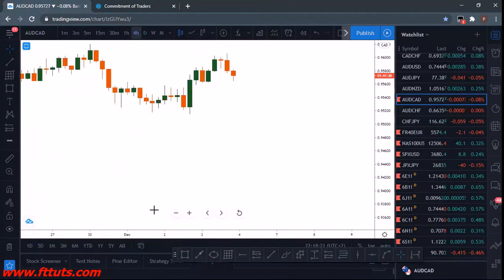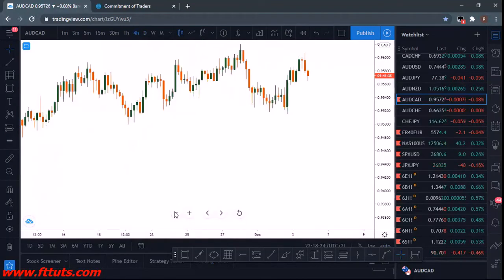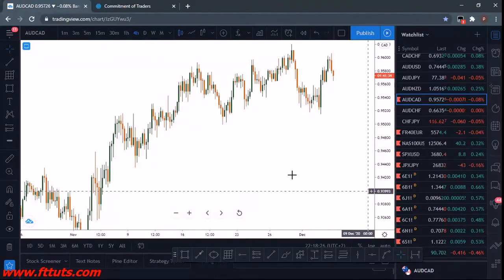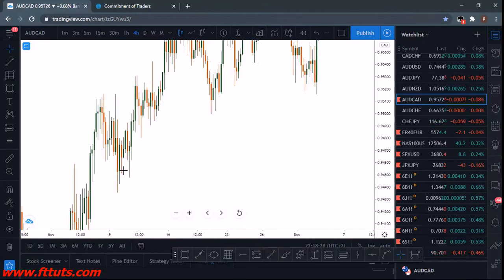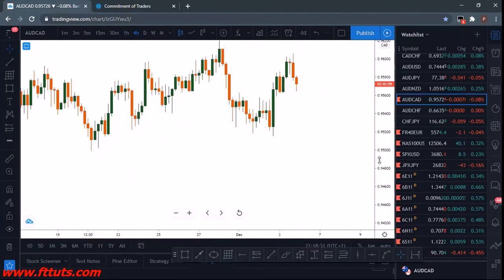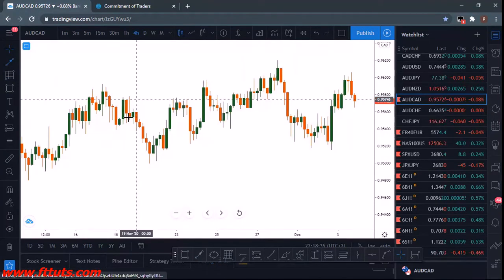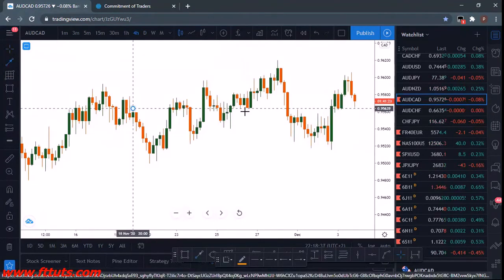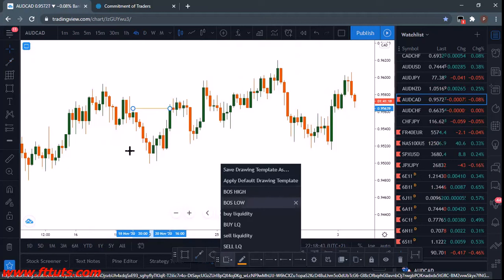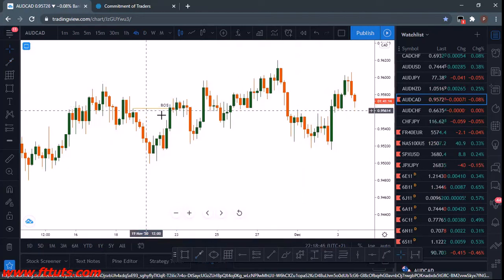So let's go to the 4-hour. Here, we are on the 4-hour. There were lots of these demands. So let's first look at where we have break of structure. We have break of structure here, and here, and here. So it's enough to give us this area down here as our demand.